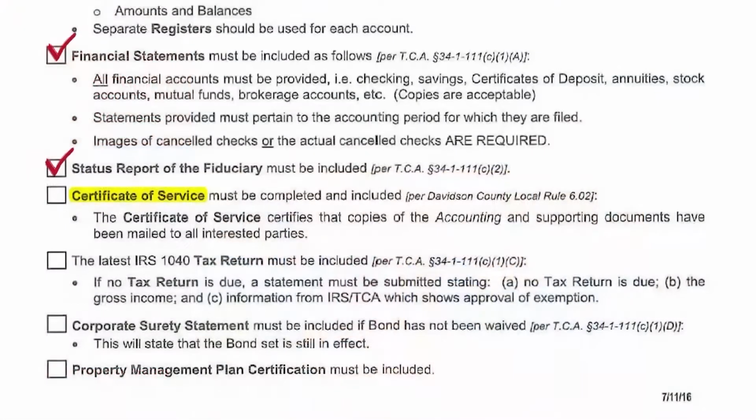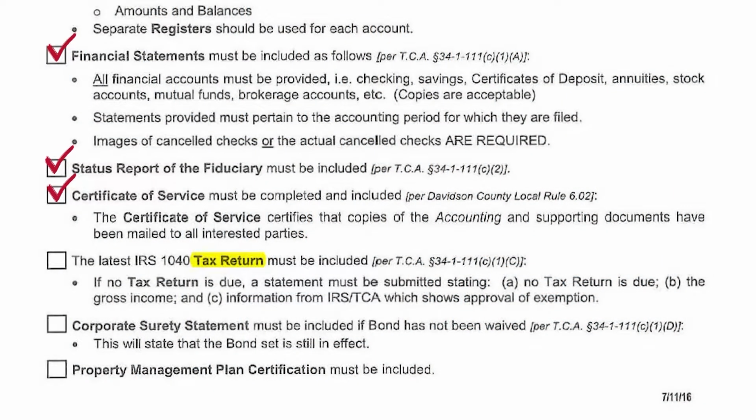To complete your accounting, you will also need to include a certificate of service. The certificate of service certifies that copies of the accounting and supporting documents have been provided to all interested parties, usually by mail. A complete accounting also requires the latest IRS 1040 tax return cover sheet and statement. If the respondent is required to file a tax return, you must include a complete copy of the tax return, including all forms and schedules filed along with the return.